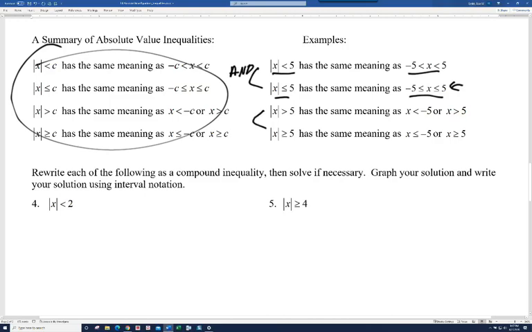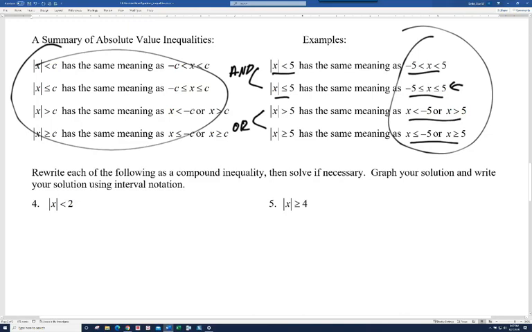Then you have absolute value of x greater than 5 and absolute value of x greater or equal to 5. These are our OR cases. Notice we end up with an OR statement. And again, it's where you have everything outside of two numbers instead of everything that's in between. And again, the only difference for the last one here is the equal symbol. All right, so I would encourage you to try 4 and 5 and see if you can rewrite it in this form to the right here. And then you're supposed to graph your solution and write it using interval notation.